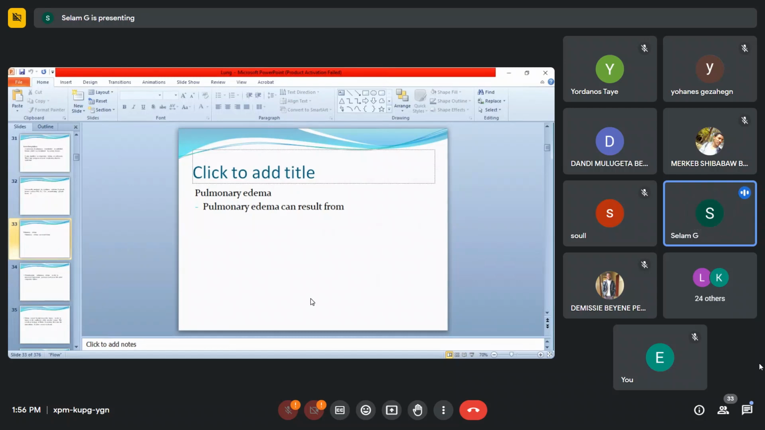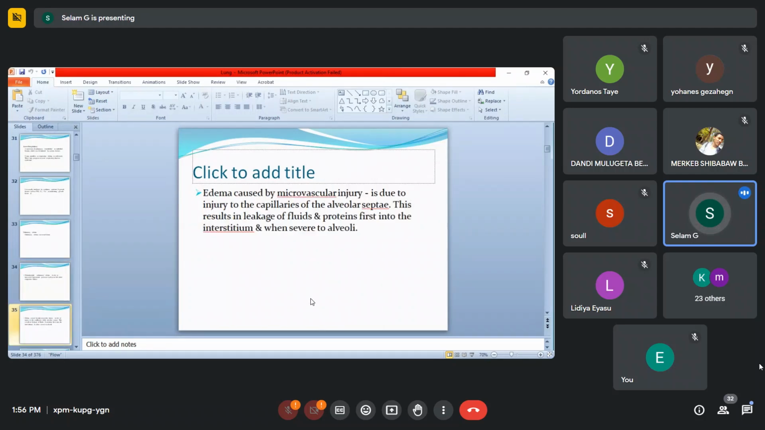And if anything is found in that thin layer of the alveolar wall, as we said earlier, the normal oxygenation process will be hampered. So anything that thickens that thin layer of alveolar wall will result in massive impairment of oxygenation of blood. So hemodynamic pulmonary edema is due to increased hydrostatic pressure, such as in left-sided congestive heart failure. Edema caused by microvascular injury is due to injury of the capillaries of the alveolar septa.